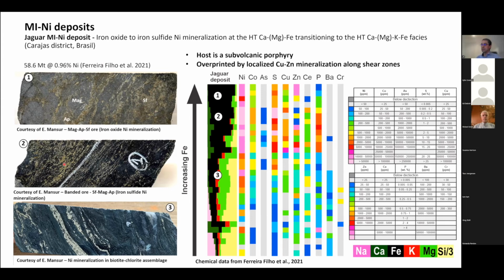And then sometimes it's going to be presented as iron sulfide nickel, and sometimes as iron oxide with iron sulfide nickel. So it's important to keep that in mind, because if the iron sulfides are prevailing, some methods like magnetism might not be the most efficient to target this style of mineralization.